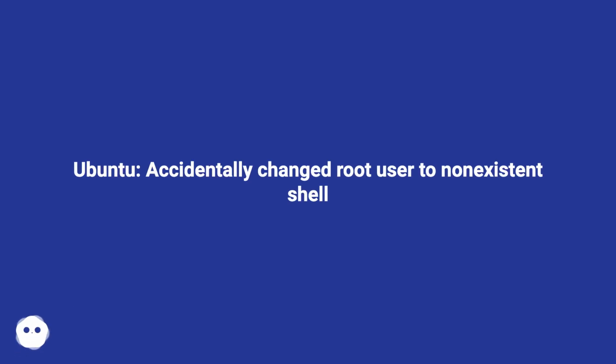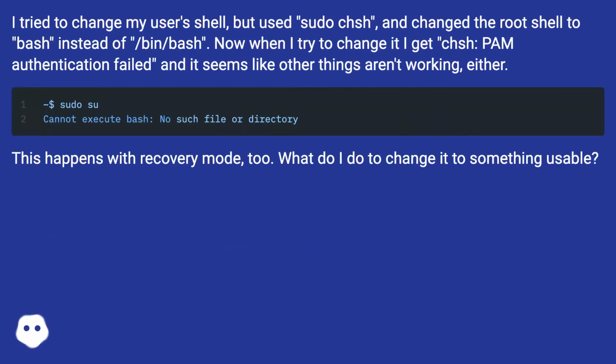Ubuntu accidentally changed root user to non-existent shell. I tried to change my user shell but used sudo chsh and changed the root shell to bash instead of /bin/bash. Now when I try to change it, I get "chsh: PAM authentication failed", and it seems like other things aren't working either. This happens with recovery mode too. What do I do to change it to something usable?